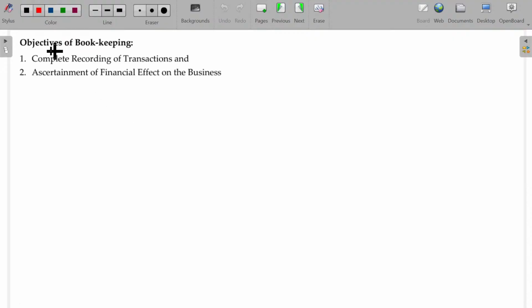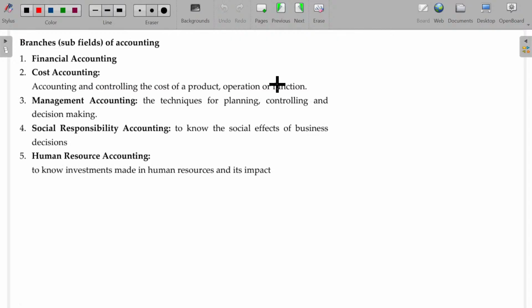Now, the objectives of bookkeeping: recording transactions as well as ascertaining the financial effects. That's all, very simple. I already told you the subfields and branches of accounting. So we have subfields in accounts, not in bookkeeping. The subfields are financial accounting, cost accounting, management accounting, social responsibility accounting, and human resource accounting. These are the subfields we have. Right, do you understand?